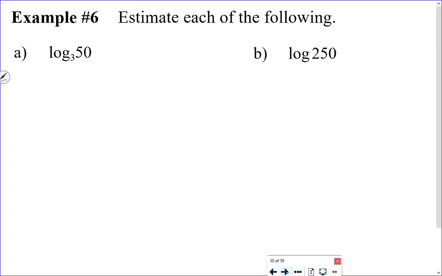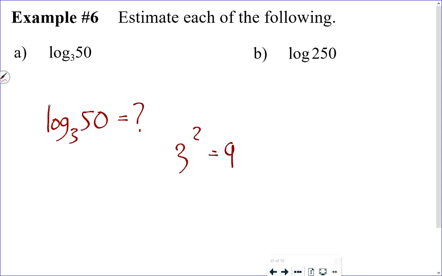All right, estimate each of the following. So what is log base 3 of 50? Well, it's the exponent to which you raise 3 to get 50. So what is 3 to the 2? It's 9. It's not 50, right? If it was 50, then the answer would be 2.